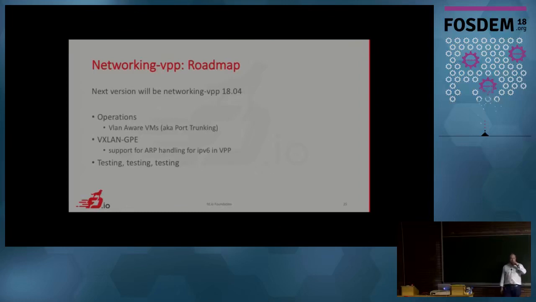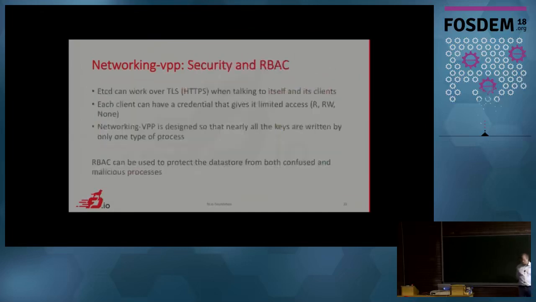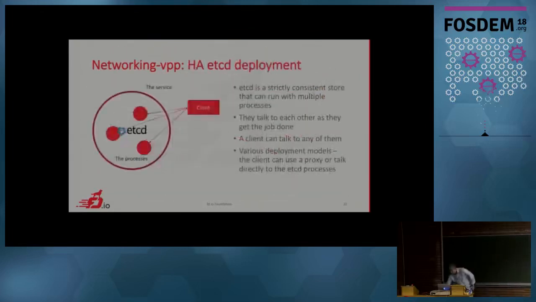Okay. You shout it out. Jerome, can you repeat the question? I'm wondering, does the VPP agent replace the Neutron agent on compute nodes? So the question, just for the recording, was: does the agent of VPP replace the agent of Neutron on the compute nodes?